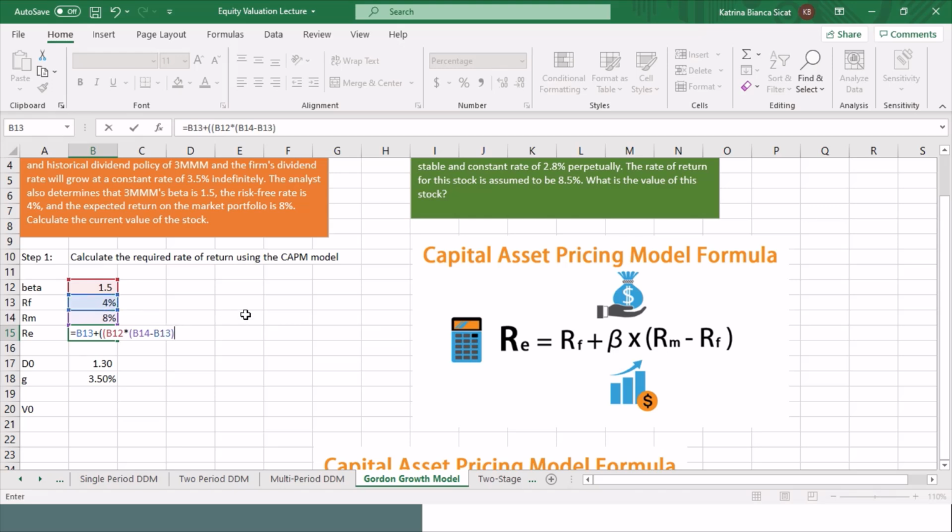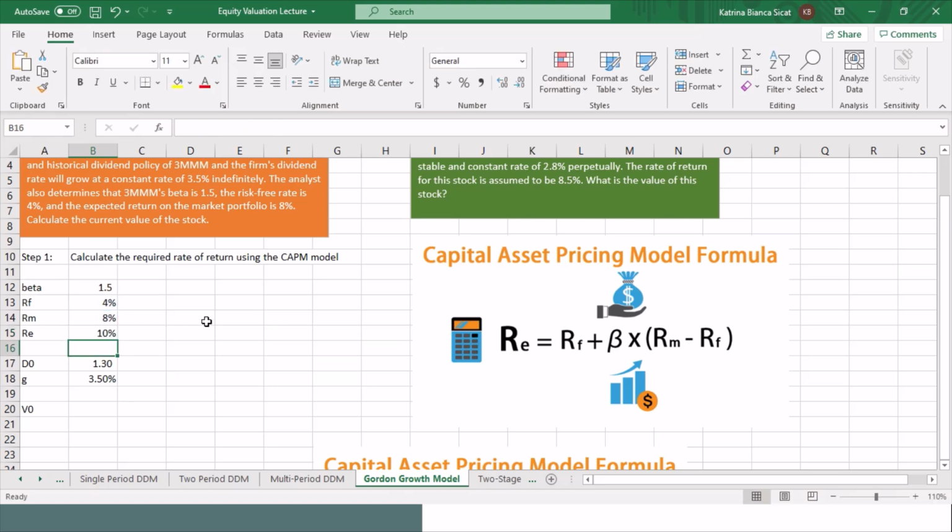And then, isa pang kulong. Ayan. Ay, kulang pa ba? Ba't hindi siya nag-block? Ayan, isa pang kulong. Iga-guide ka naman niya eh. Iga-guide ka ng Excel kung kulang o sobra ba yung parenthesis mo. Ayan, so the answer is 10%. Now, since we have now our required rate of return.